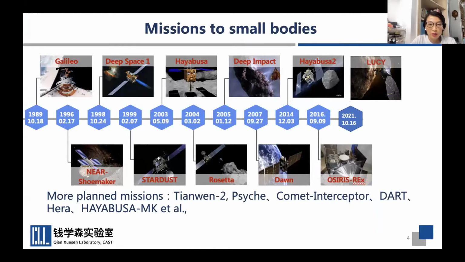Internationally, near Earth asteroids are a hot topic right now because we have so many missions already. Lucy is on the way. There are more planned missions in China mainland. We have Tianwen 2, which will launch in 2024 or 2025, and I will talk about it later. And Psyche, the Comet Interceptor, DART, Hera, and so many others.